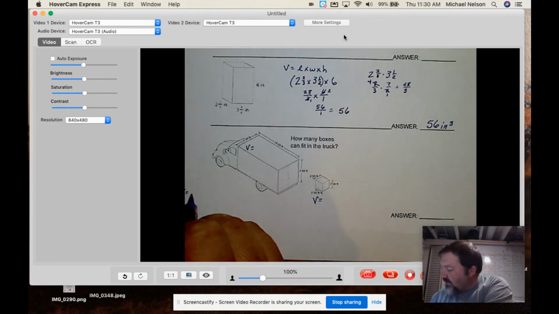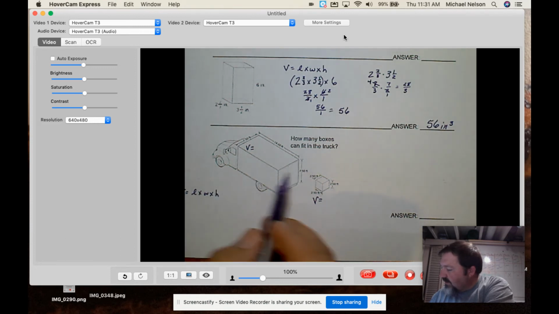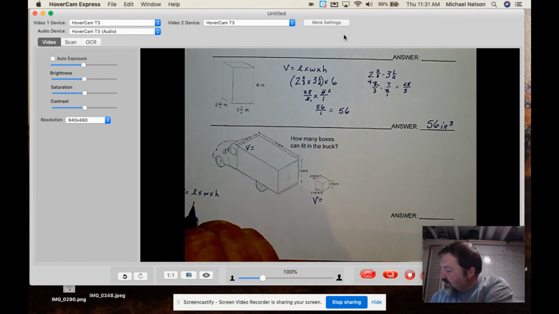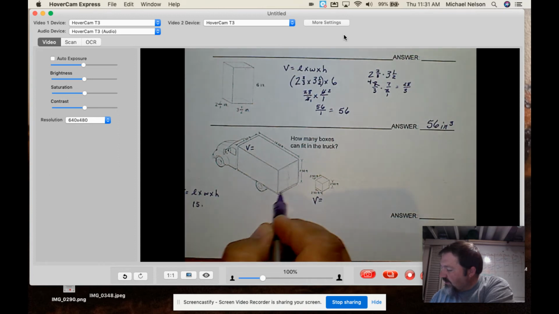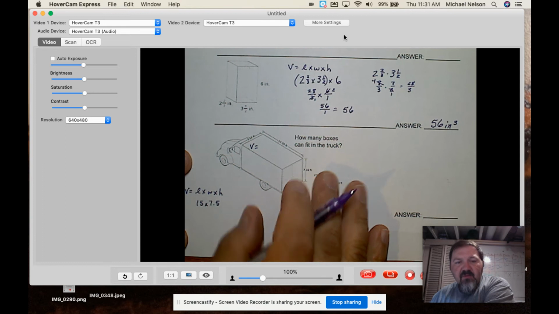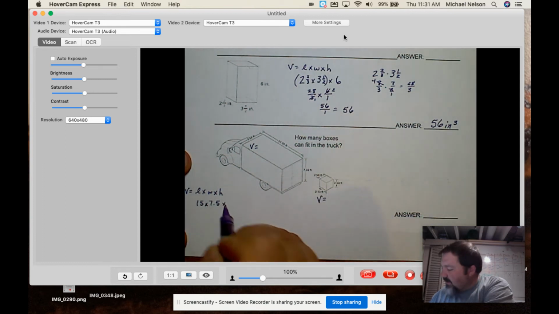So volume equals length times width times height. The length is this one, right? Or we want to call this the length. Okay, that's the same thing as the 15-foot length. Yeah, that's probably more appropriate for the length. The width of the truck here is 7.5. So I'm going to use an X to keep that a little less confusing. And then I'm going to multiply by my height. Well, the height is also 7.5.